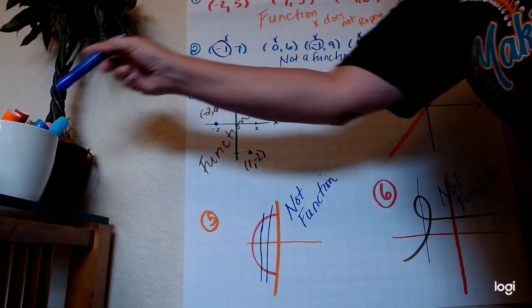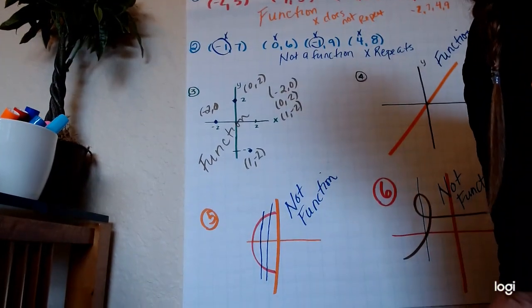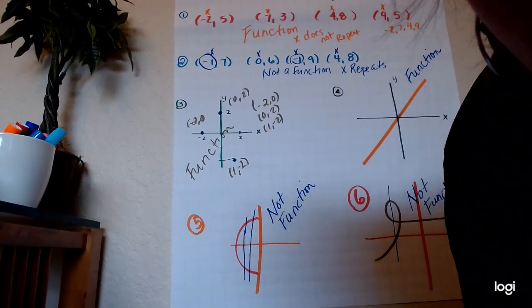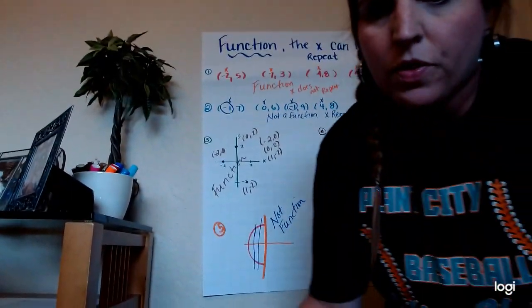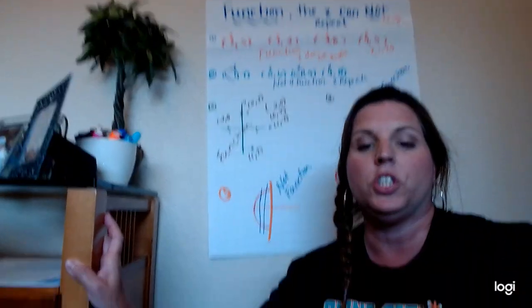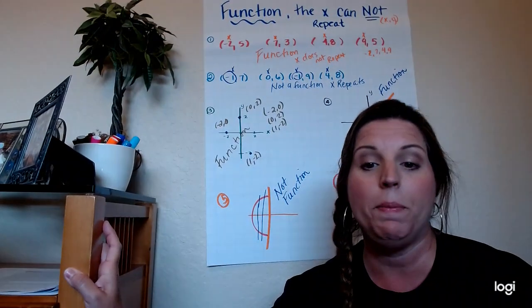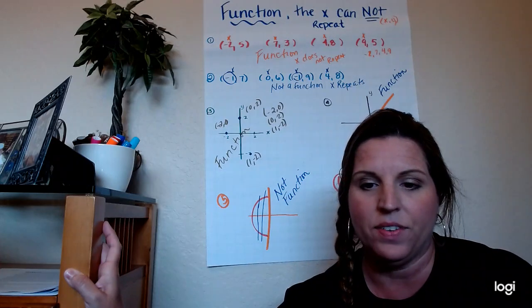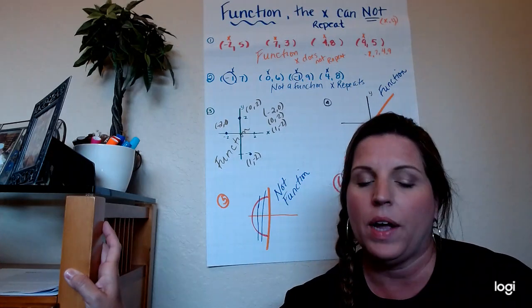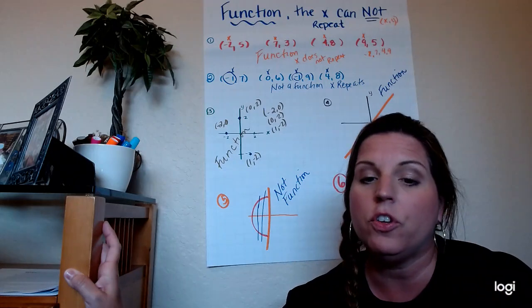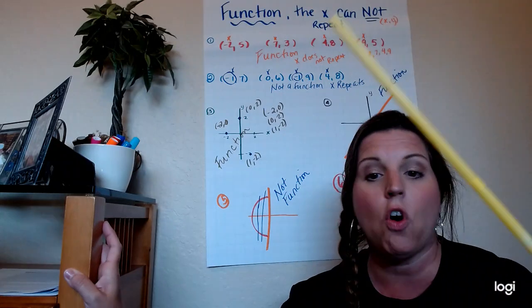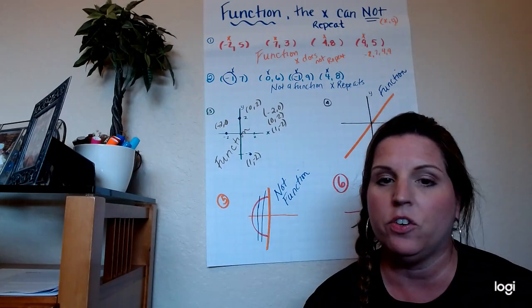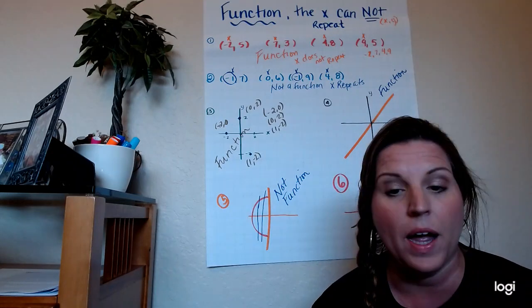Right? So just a quick recap. For something to be a function, the X cannot repeat. You can have more than one Y, but you cannot have more than one X. The X would be a cheater, okay? And then you could also use the vertical line test. Use a straw, use a ruler, use a piece of paper. You could even use your hand. And if it touches more than one X at one time, then it is not a function.